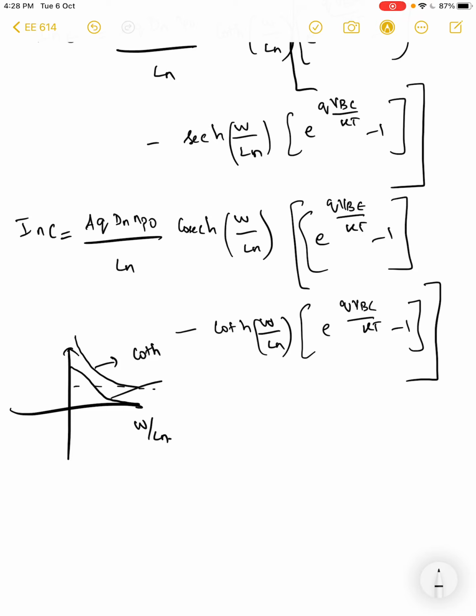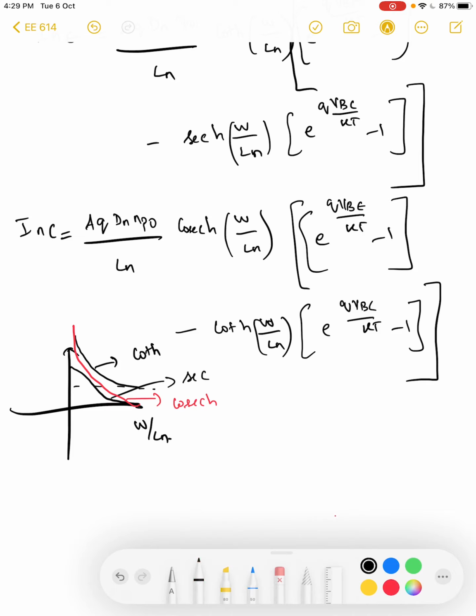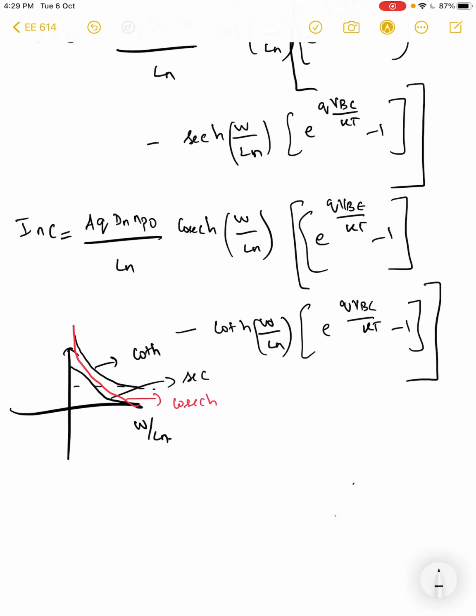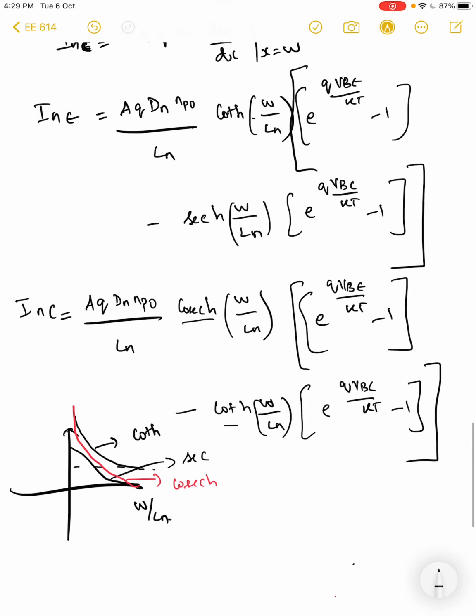Right? So this is secant. Maybe I'll draw the cosecant in the other color. Cosecant is similar to cot, but then it goes like this. This is cosecant H. These are the three things that we talk about here. So we have cosecant, we have cot, and we have secant, right?